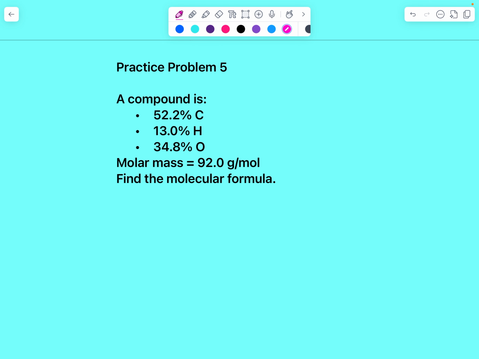So we're going to say 52.2 grams of carbon, 13.0 grams of hydrogen, 34.8 grams of oxygen. Percent to grams is automatic once I assume 100 grams. Okay, and again, the molar masses, so we'll have to do that again.